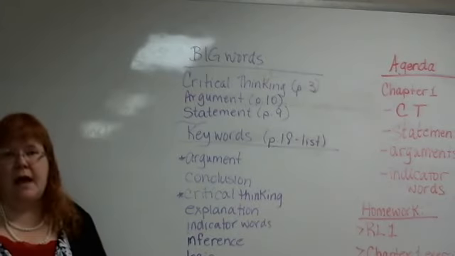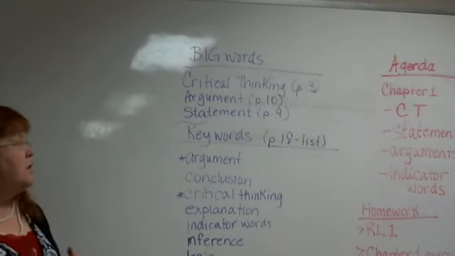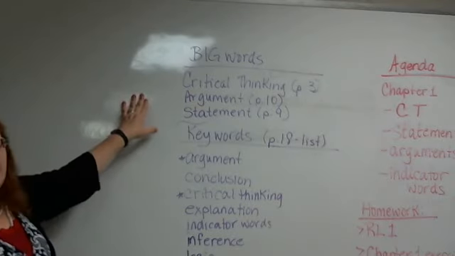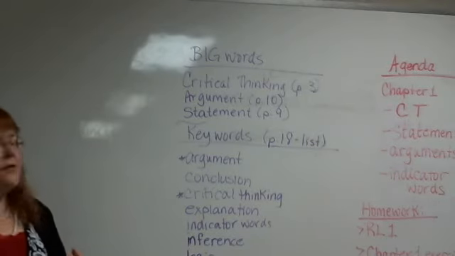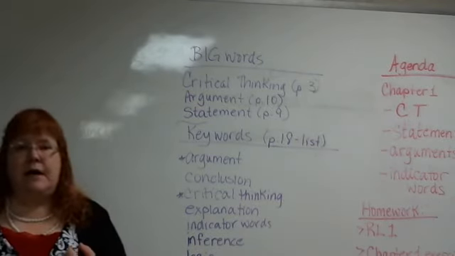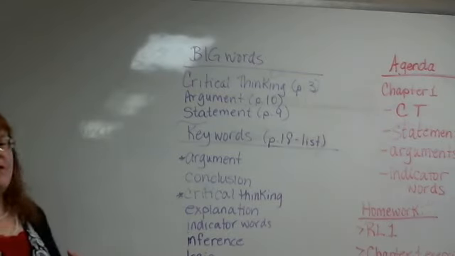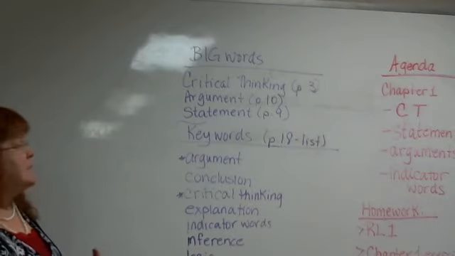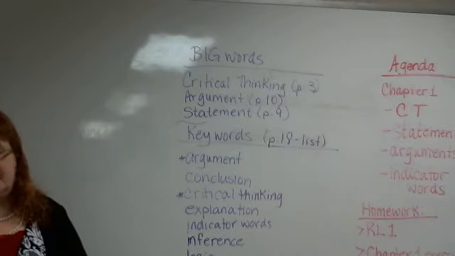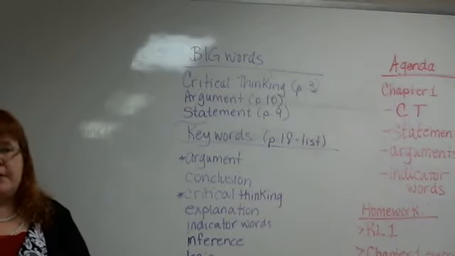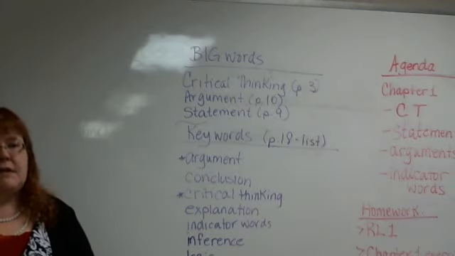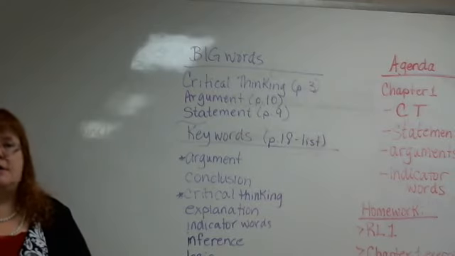Okay, into chapter 1. In chapter 1, we have 2 sets of words that I really want you to look at. The big words, and there are 3 in this chapter. Critical thinking, defined on page 3. Argument, defined on page 10. And statement, defined on page 9. You want to make sure that you're using those definitions, or the ones that are in the glossary in the back of the book. Okay? Don't look them up on Google. Don't dictionary.com them. Some of them are going to be significantly different from that. Always, always, always use your book.